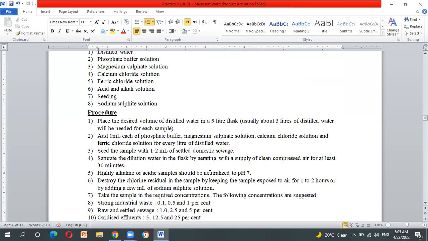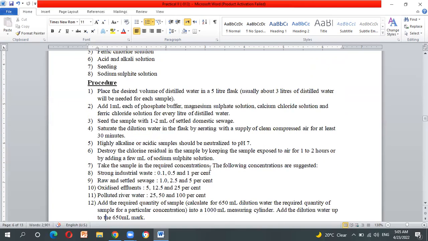Highly alkaline or acidic samples should be neutralized to pH 7. Destroy the chlorine residual in the sample by keeping the sample exposed to air for 1 to 2 hours or by adding a few milliliter of sodium sulfide solution. Take the sample in required concentrations. The following concentrations are suggested.